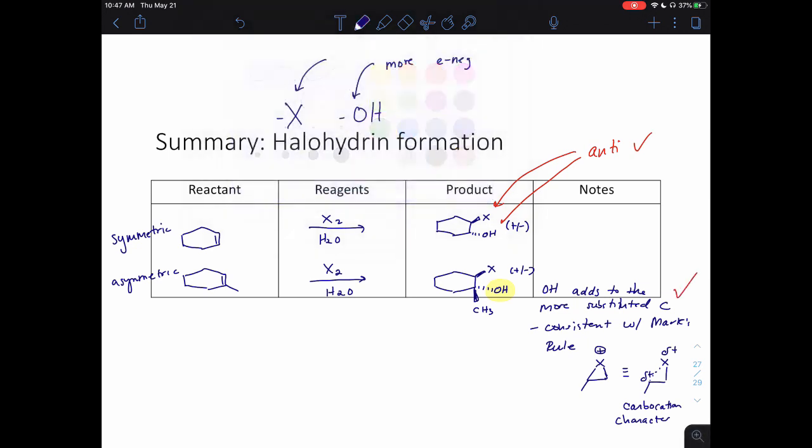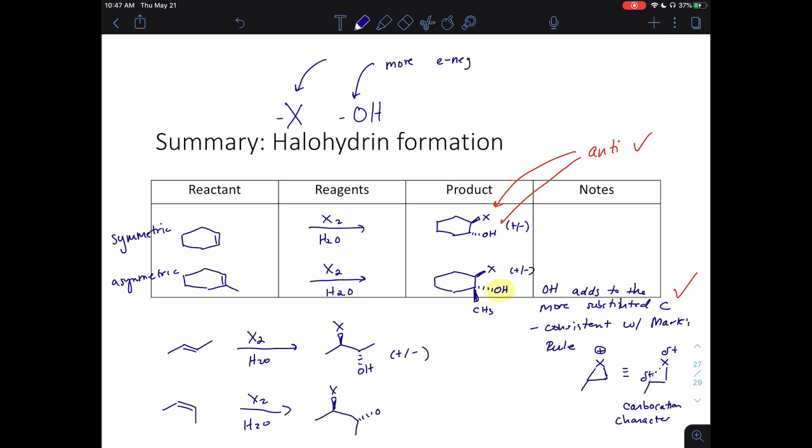And then there was just that added thing, which is for acyclic alkenes. So here's for the trans. Let's say we added X2 in the presence of water. It would be really straightforward. You get this question right 100 out of 100 times, right? You have anti-addition. But with a cis acyclic alkene, we're still going to observe anti-addition.